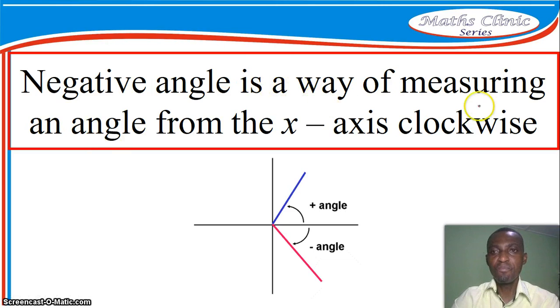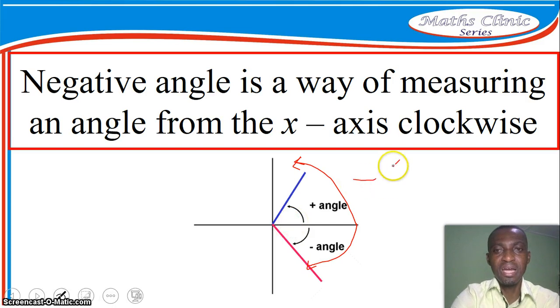A negative angle is a way of measuring an angle from the x-axis clockwise. Remember, we started this course by saying that angles in trigonometry are measured from the x-axis anti-clockwise. So when we have negative angles, we are saying that we measure the angle in a clockwise direction. So anytime you have a negative of a particular angle, let's say negative 60 degrees, it simply tells you that the angle was measured backwards, or in a clockwise direction from the x-axis. That is all about negative angles.